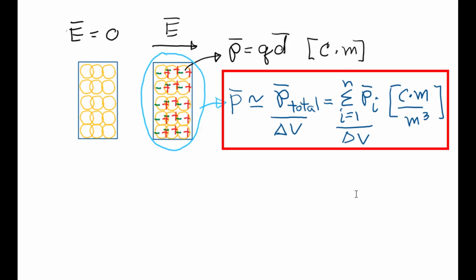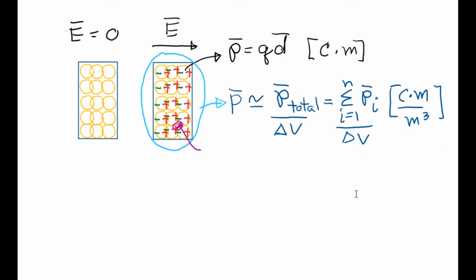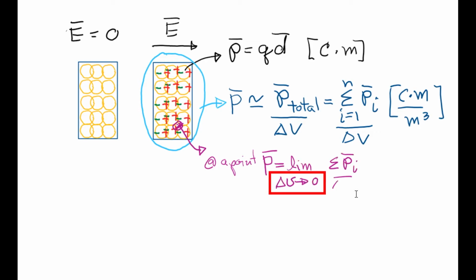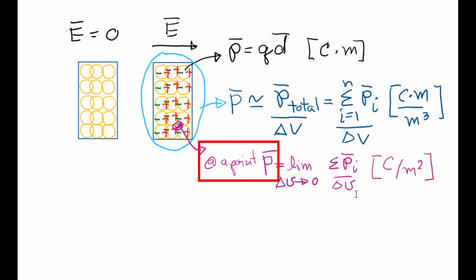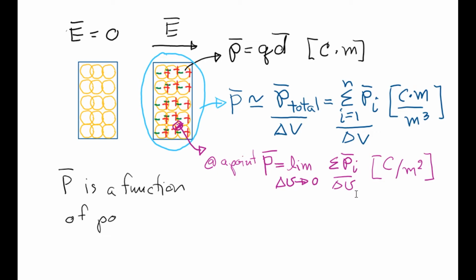If we look at the whole piece of dielectric, this is an average polarization of the whole piece. If we want to find the polarization at a point, we need to let the volume delta V approach zero, or the volume only covers one point. This gives the polarization at each point of the dielectric. We can see that polarization is a function of position, or a function of x, y, z.